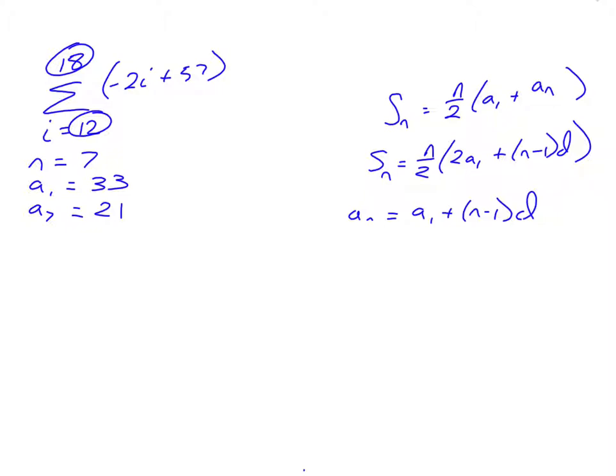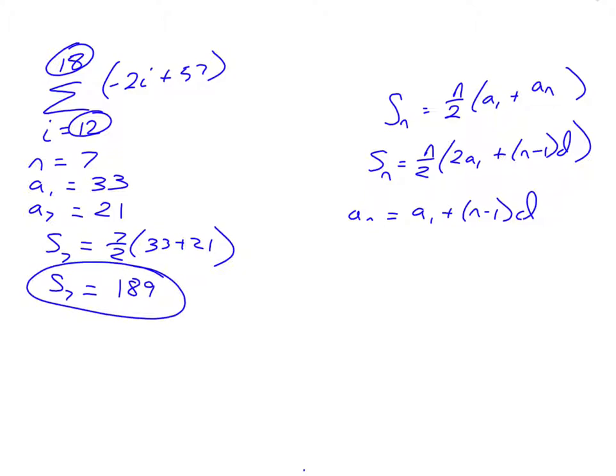Now I've got everything I need to use the first formula over there. So I want the 7th partial sum, 7 over 2 times a sub 1, which is 33, plus 21. I punch that in, and we end up with 189. So how many terms did we add up to get 189? 7 terms.